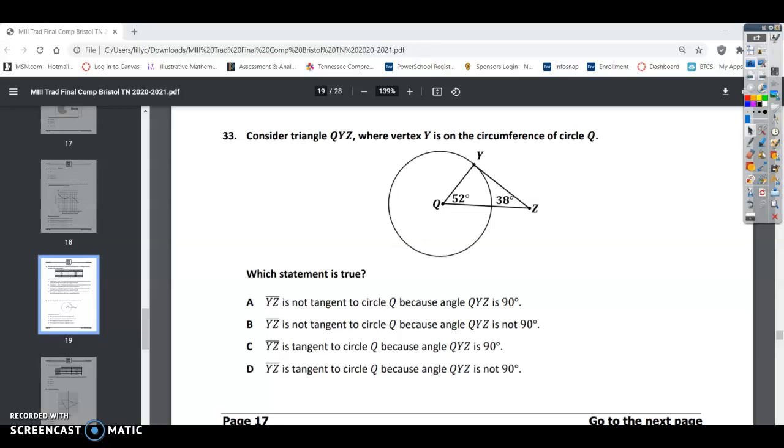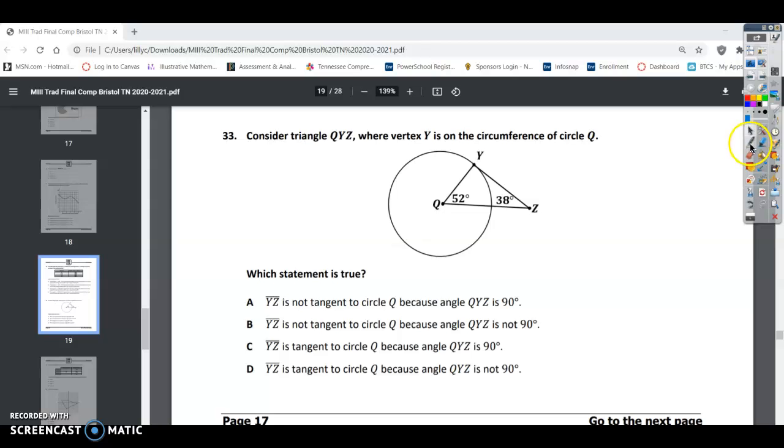Math 3, your final benchmark, number 33. Consider triangle QYZ, where vertex Y is on the circumference of the circle Q. Which statement is true? All right, so this is saying is not a tangent, is a tangent.